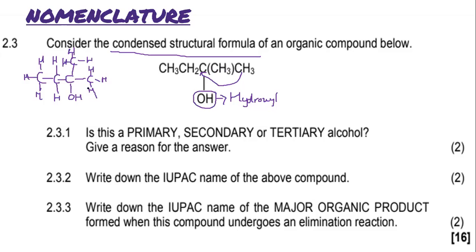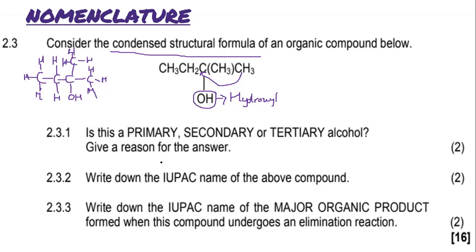Then they ask us, number 1, is this a primary, secondary, or tertiary alcohol? And they say give a reason for the answer, and that is 2 marks. So the first mark, it will be for identifying any of those.